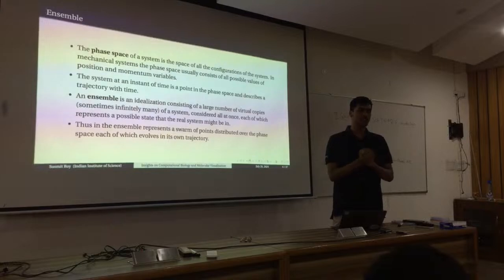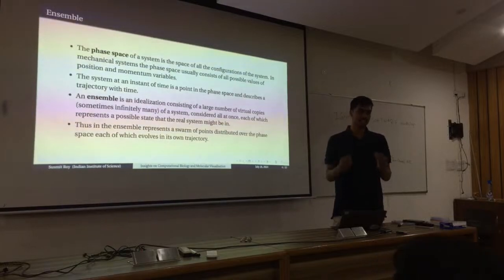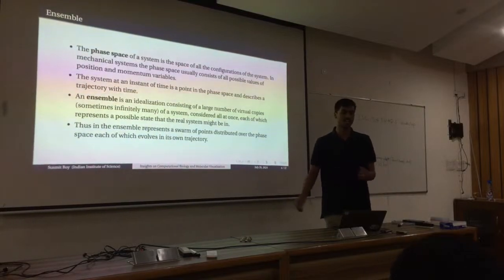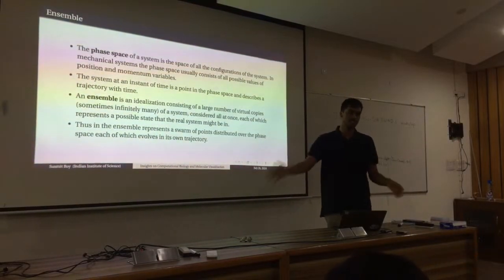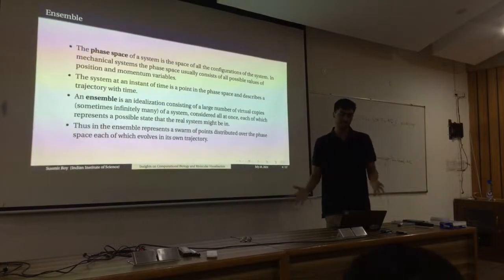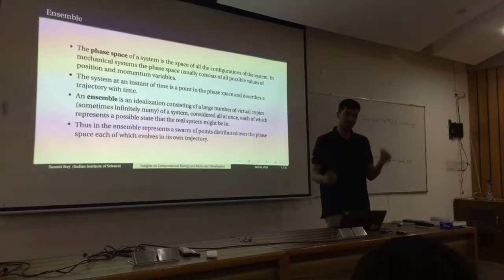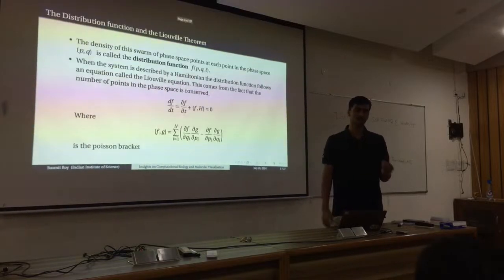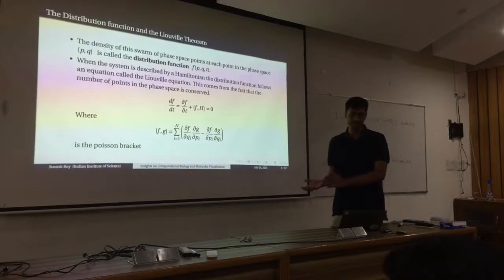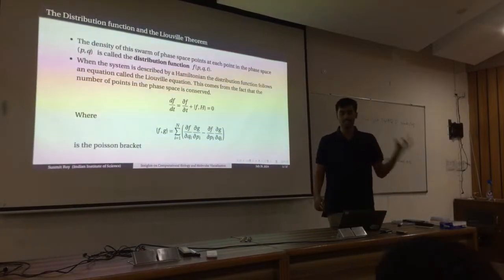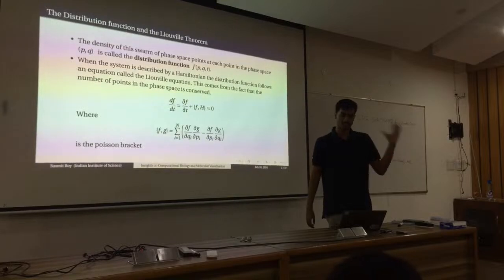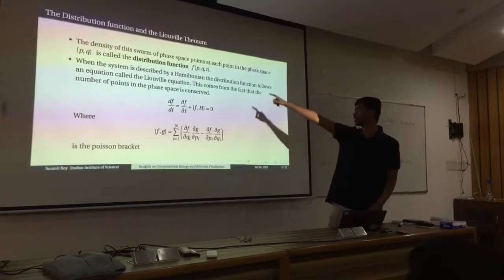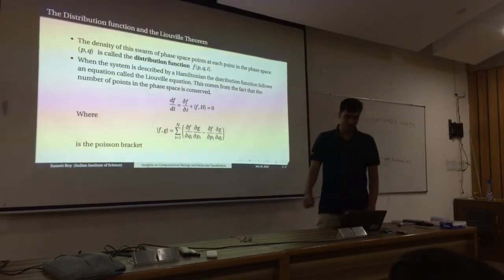An ensemble is a large number of copies of the same system with different initial conditions. So they form a distribution in the phase space. You will have many points in the phase space, each of them representing a system. And this distribution can be parameterized by a distribution function. This gives you the density of the number of points at each point in the phase space. I am calling it f(p, q, t).